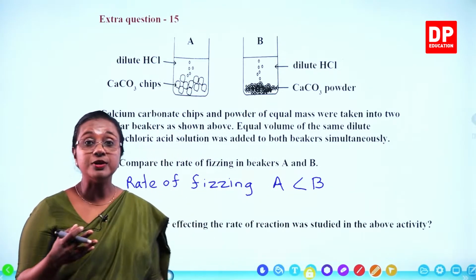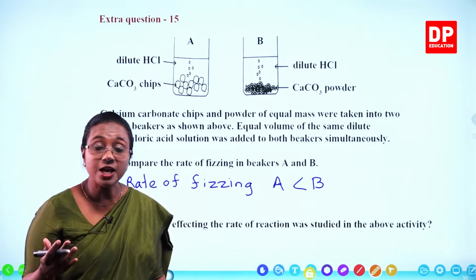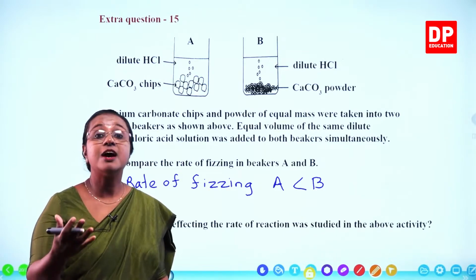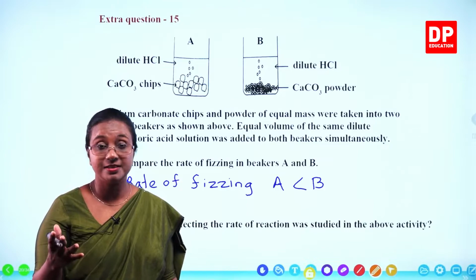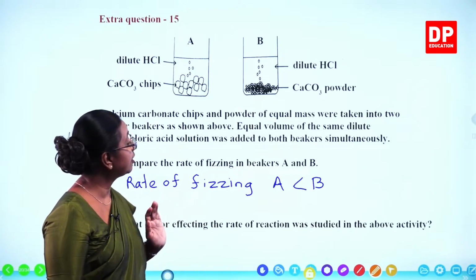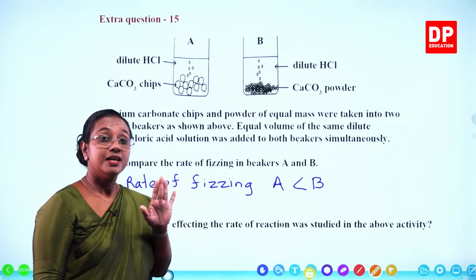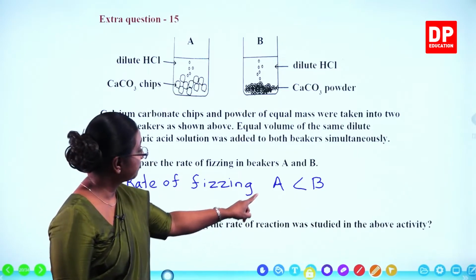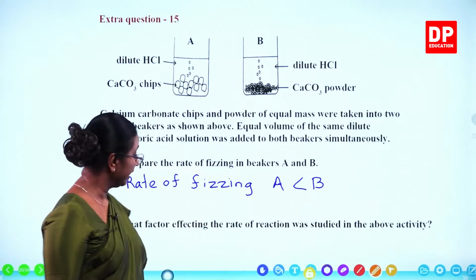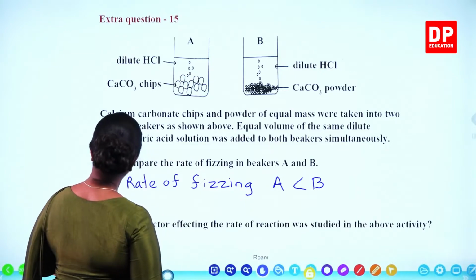When you use powder, what happens? The surface area of reactants increases, therefore the rate of reaction increases. So, that is why the rate of fizzing increases. Is that okay? So, rate of fizzing is high in B compared to A. Then the next one.